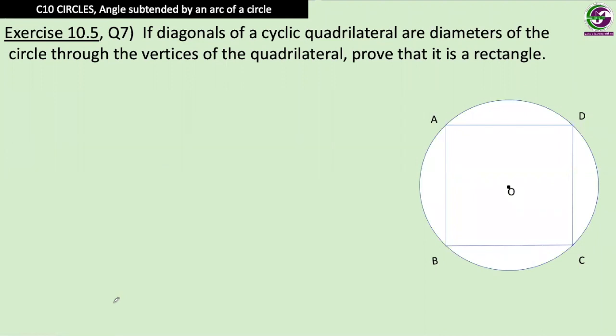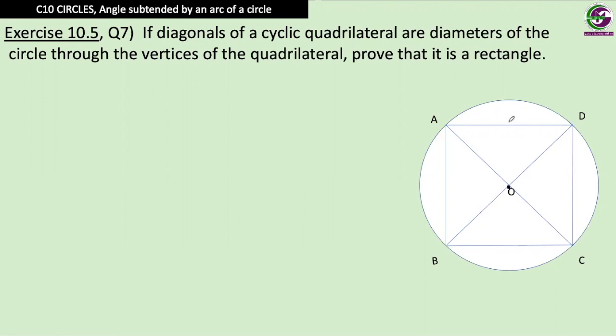The first question: if the diagonals of a cyclic quadrilateral are diameters of the circle, which means they pass through the center, and the vertices of the quadrilateral are joined, prove that it is a rectangle. So we have to prove ABCD is a rectangle. A quadrilateral is a rectangle when all the angles are 90 degrees. So we have to prove the angles are 90 degrees.